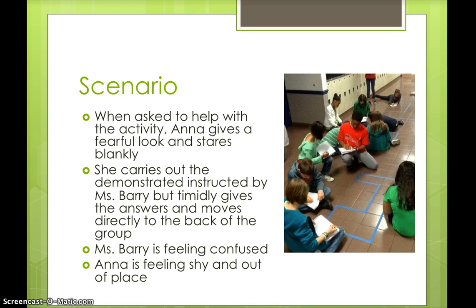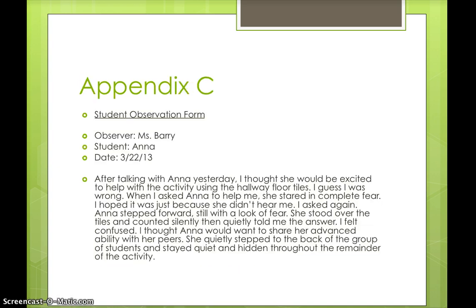Seeing how shy, uncomfortable, and especially bored Anna appeared during that moment, Miss Barry allowed Anna to drift to the back of the group where she didn't say a single word during the entire activity, while Miss Barry continued to conduct the activity. See Appendix C, which describes Miss Barry's observation of this learning activity.